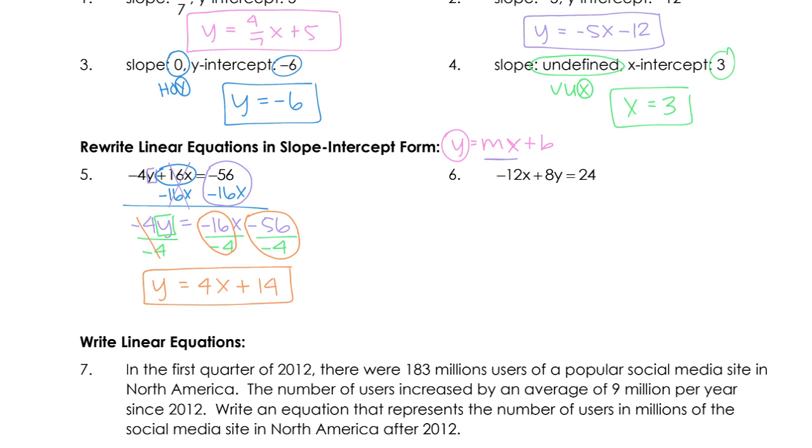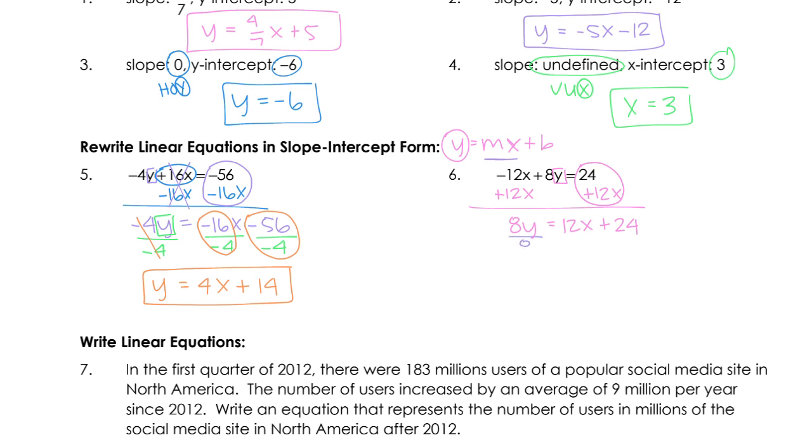Looking at number 6, again, our goal is to get y by itself. So we're going to add 12x to both sides. First, we have to get rid of that x term. So we have 8y equals, again, these are not like terms. We do not add them together, but it does matter what order they get written in. So 12x is going to go first, and then I'm going to put plus 24 because it's a positive 24.